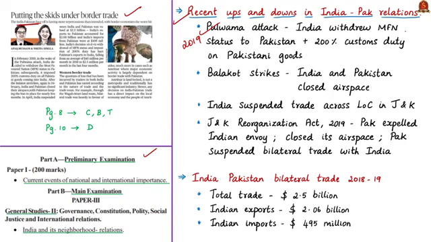Now, we know that most favored nation status is given to an international trade partner to ensure non-discriminatory trade between all partner countries of the World Trade Organization. As the most favored nation status was withdrawn, India imposed 200% customs duty on all Pakistani goods coming into India. Then in February 2019, the Balakot air strikes happened. After this, India and Pakistan closed their airspace, where Pakistan kept the ban for nearly 5 months.